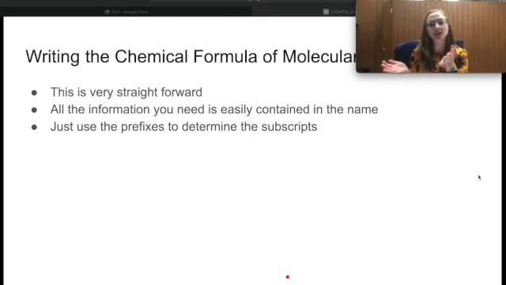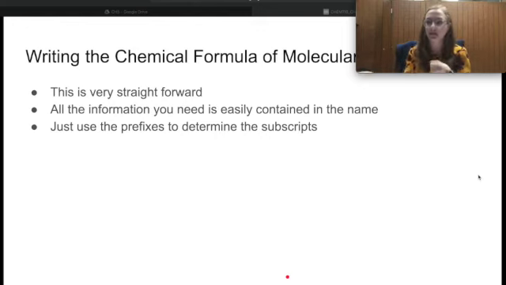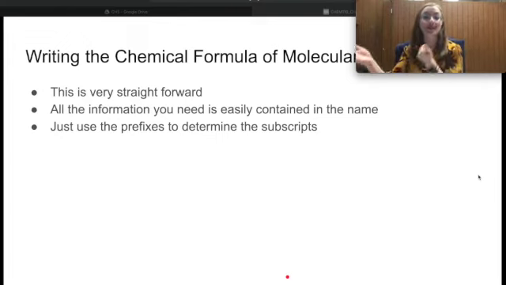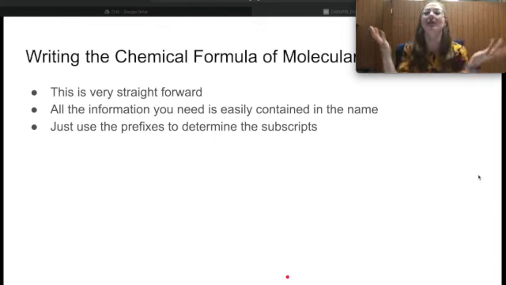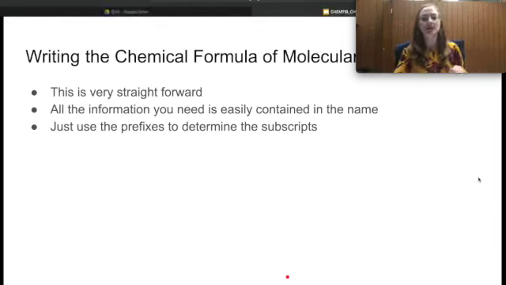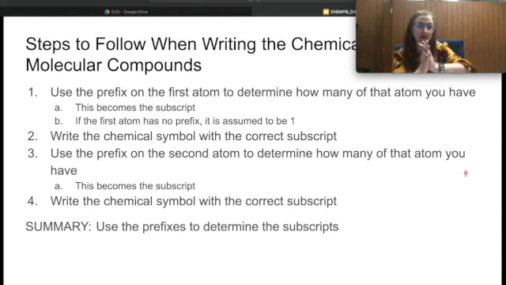Okay, so we just looked at going from the chemical formula to the name. So now let's take the name and figure out the chemical formula. So if you haven't figured it out already, this is going to be extremely straightforward. So we know exactly how many of each we have. We don't have to figure out all of the subscripts. You look to the prefix to determine the subscript because we've explicitly given you how many of each atom are there in the name.